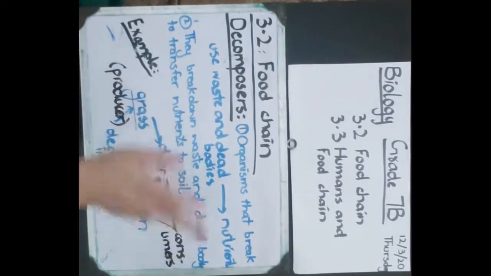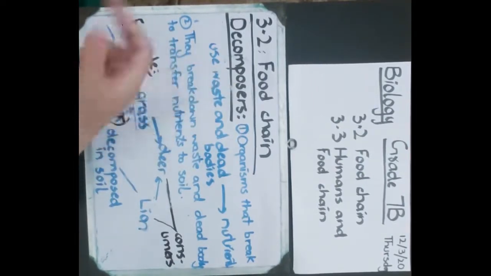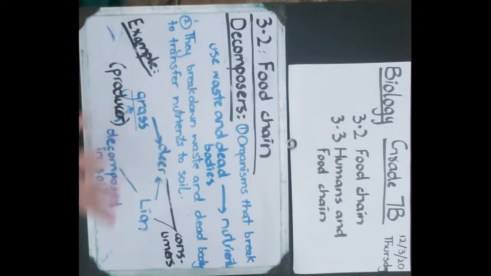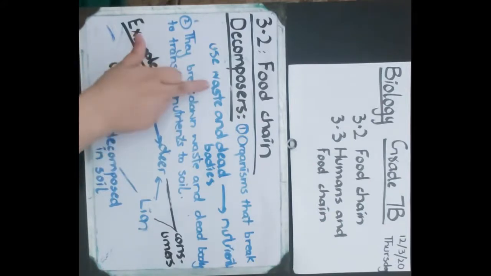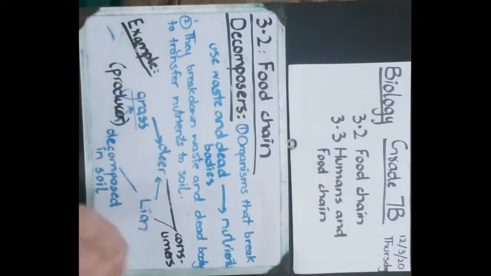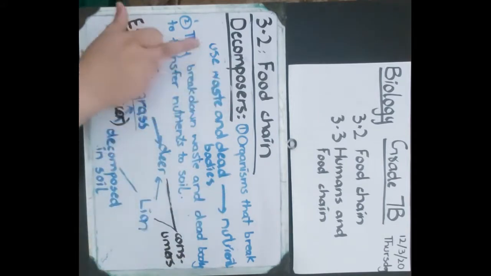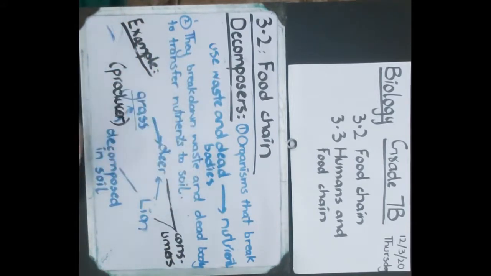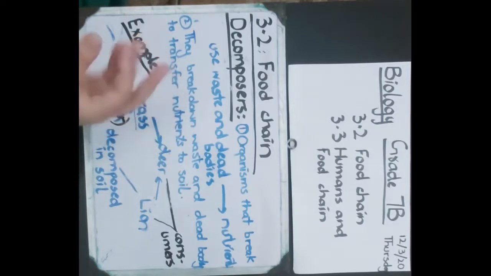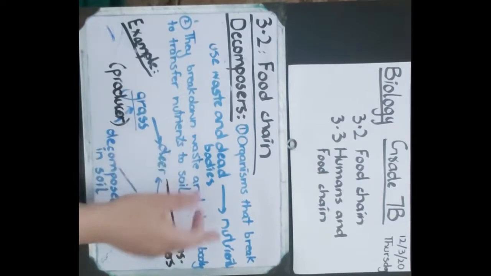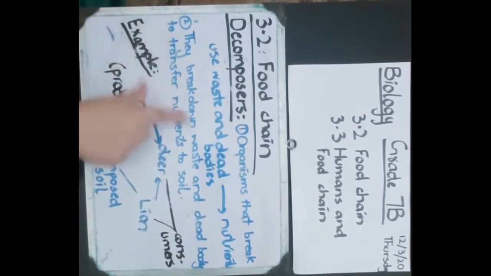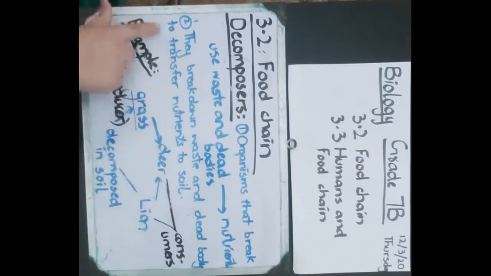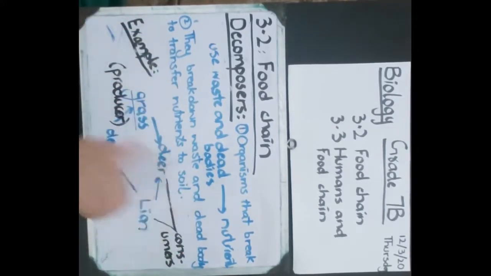So when you die, these decomposers eat your body and release the nutrients. They release the nutrients and they get the energy. So organisms that break down the waste and dead bodies are called decomposers. Decomposers use the waste and dead bodies of plants, animals and human beings and produce the nutrients. That's the second point, that they break down waste and dead bodies to transfer the nutrients to soil.